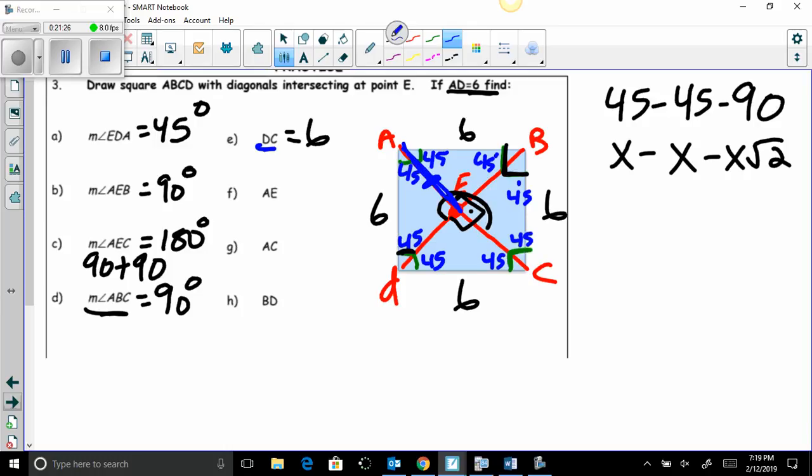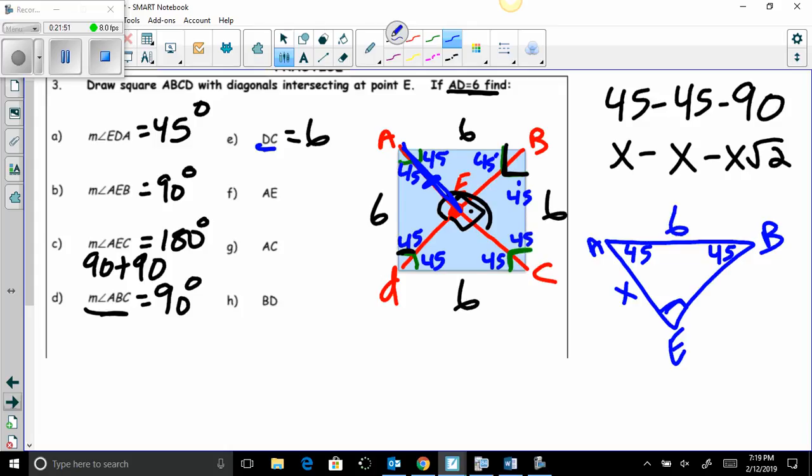I don't even know the diagonal, so let's think about, I'm going to pull out this 90-degree triangle right here. And if I do that, A, E, B. I know it's 90 degrees because diagonals are perpendicular. I want to find this side right here. Well, you told me this is 45 degrees, this is 45 degrees. I know this is 6. Isn't that the side across from my 90 degree?